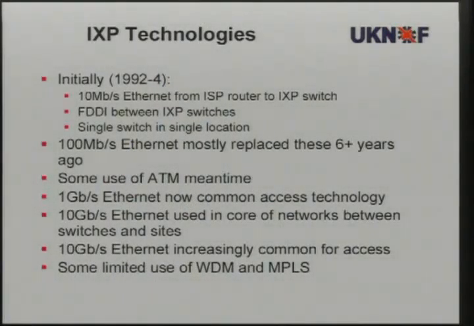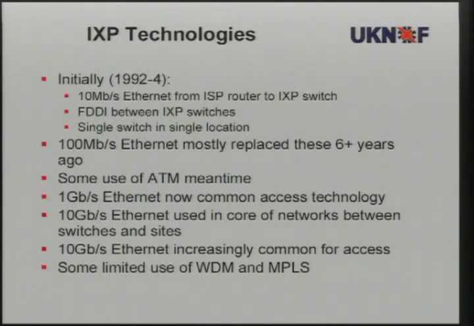Technologies, back when people first started doing this, 10 meg Ethernet was the most common thing. That was used to connect the ISP's routers to the switch. At the bigger exchanges, we had more than one switch. We used 100 meg FDDI. But usually most of these exchanges were one switch in one building. 6, 7 years ago, 100 meg Ethernet came along, pretty much superseded all the 10 meg and the FDDI. A few exchanges used ATM. Ameritech ran a big exchange in Chicago that was ATM based. I think it was the most successful of these.